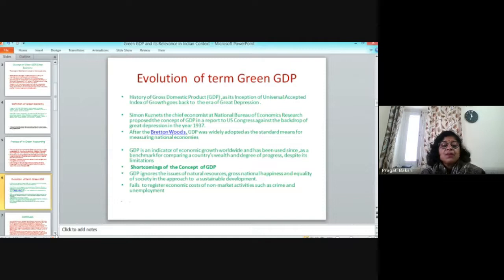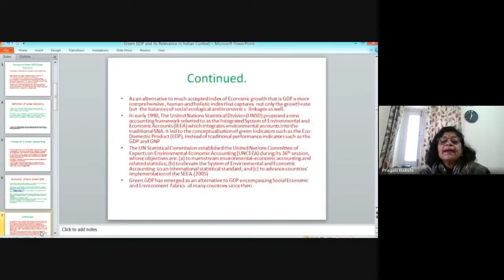Because there are shortcomings in GDP, and when there are shortcomings in any index or any theory, another theory emerges to fulfill its shortcomings. So likewise, in the early 1950s, many economists came to know that GDP puts in place only a few dimensions of economic growth. It does not capture the social, ecological and economic linkages. It does not balance them either.